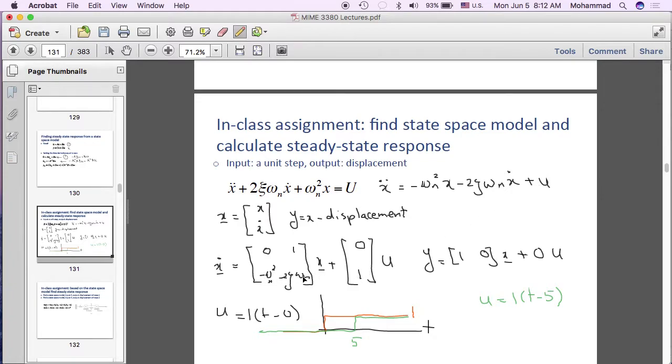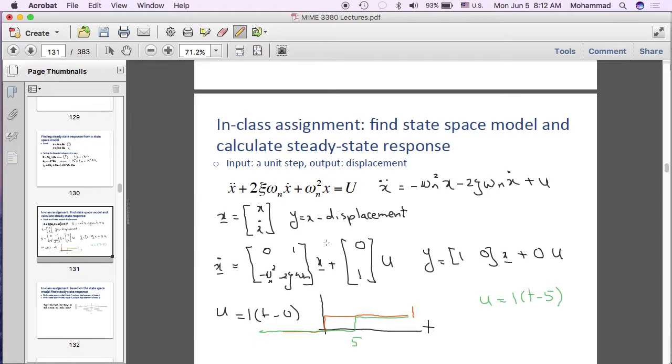So this is a matrix multiplication, which means in order to find this second row, you multiply this row by the column. So minus omega n squared gets multiplied by x right here. Minus 2 zeta omega n gets multiplied by x dot, and the result gets added together. And this result gets added to multiplication of 1 by u, which is what you have here. And the reason we have 0 here is because the equation for x dot is simply equal to x dot without any u in it. So that's why it's 0.